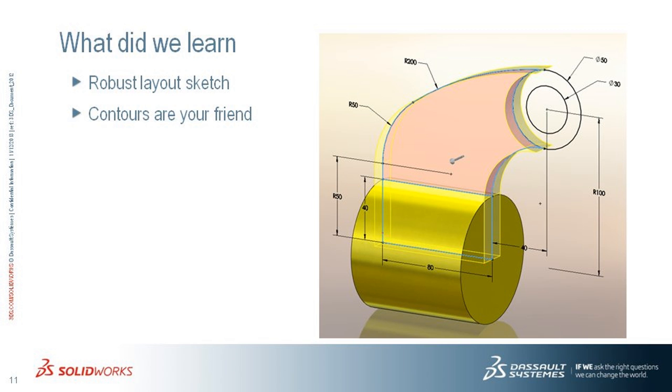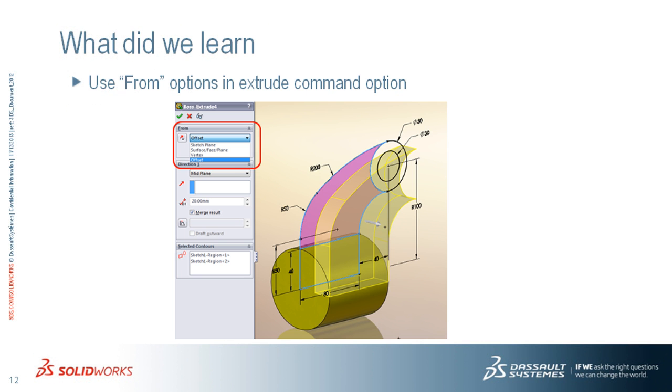Again, robust layout sketch. I can't emphasize that more. I think that's very important in everyone's day-to-day productivity. Contours are your friend. Use the from options. Understand what those are and how they can benefit you in your day-to-day modeling, because, like I said, if you're using one layout sketch and everything's in that one layout sketch, it saves you from having to create offset planes and multiple sketches and things like that, so it can be very useful.